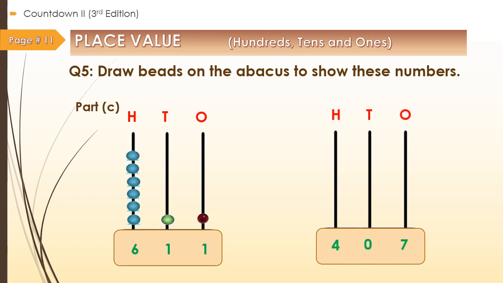Similarly, in part F, we will represent 7 by drawing 7 beads on ones place. To represent 0, we don't need to draw any bead. 0 means no bead. And to represent 4, we will draw 4 beads on hundreds place.